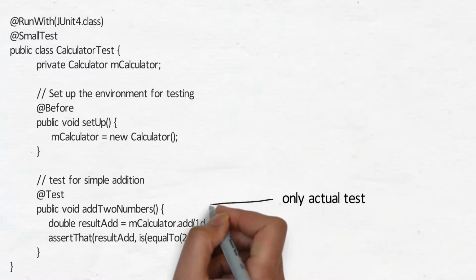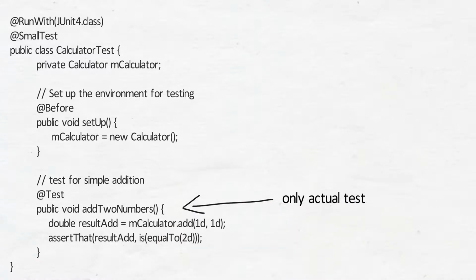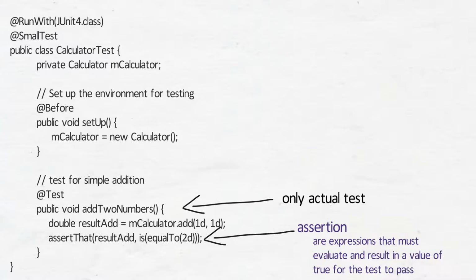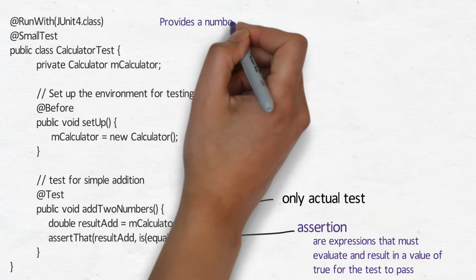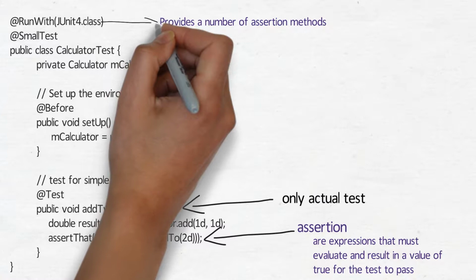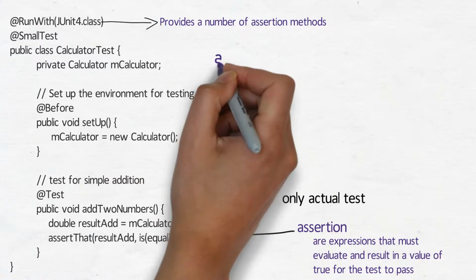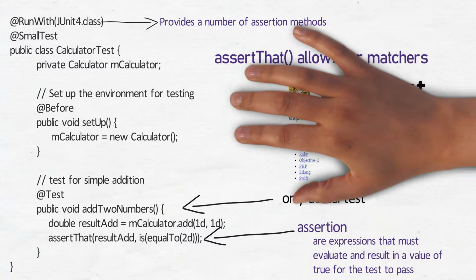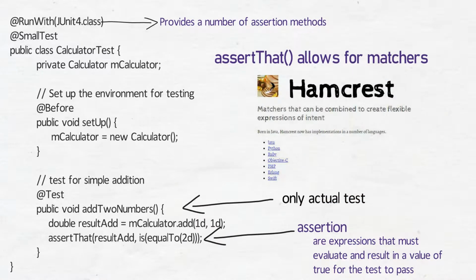The add2Numbers method is the only actual test. The key part of a unit test is the assertion, which is defined here by the assertThat method. Assertions are expressions that must evaluate and result in a value of true for the test to pass. JUnit4 provides a number of assertion methods, but assertThat is the most flexible as it allows for general purpose comparison methods called matchers. The Hamcrest framework is commonly used for matchers. Hamcrest includes a large number of comparison methods as well as enabling you to write your own.